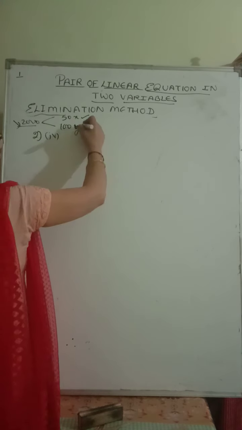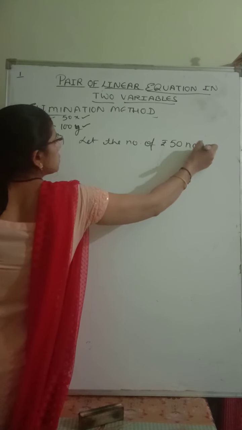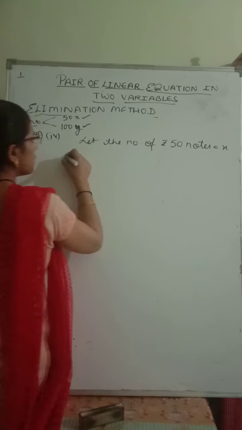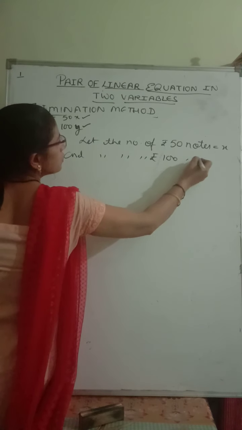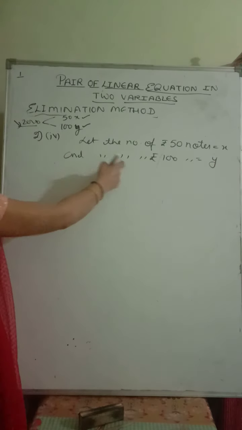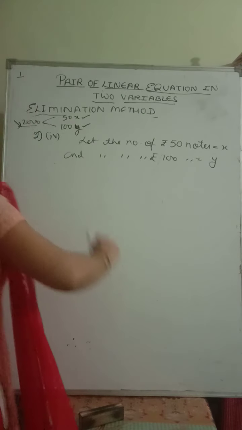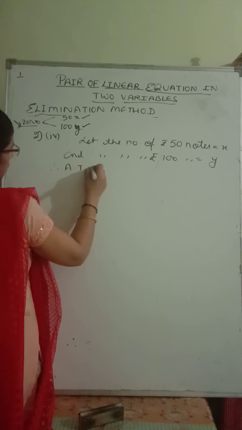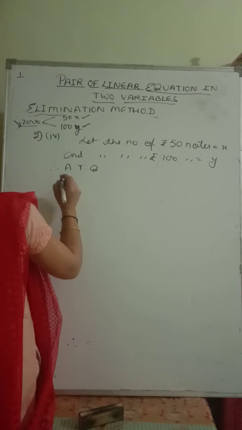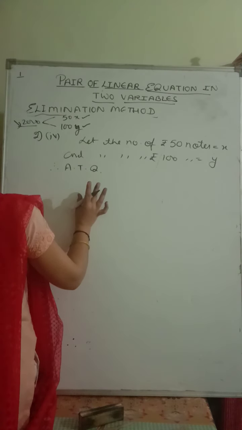उसको total how many notes she got? 25. ठीक है. So let the number of rupees 50 notes be equal to x, and the number of rupees 100 notes is y. Okay, don't put the comma, you write in words. So therefore, according to question, okay, so what they are saying, Meena went to bank to withdraw 2000 rupees.